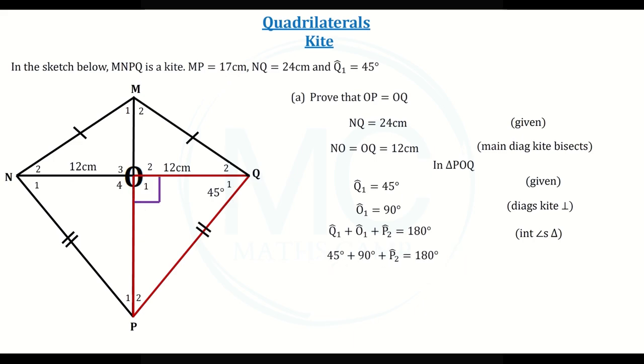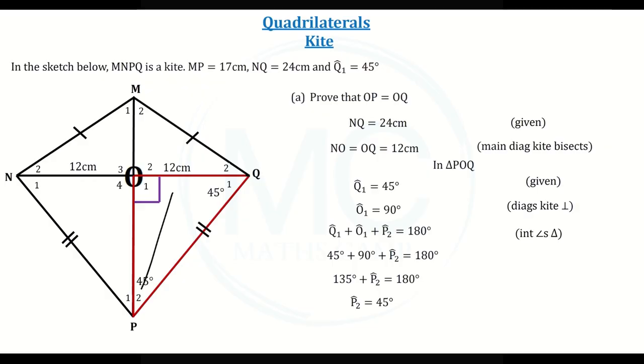And now we can solve. 45 degrees plus 90 degrees gives us 135 degrees, plus angle P2 is equal to 180 degrees. Now to get P2 by itself, we need to subtract 135 from both sides. So angle P2 is equal to 180 minus 135, which leaves us with 45 degrees. Angle P2 is also 45 degrees. So let's put 45 degrees into our diagram.